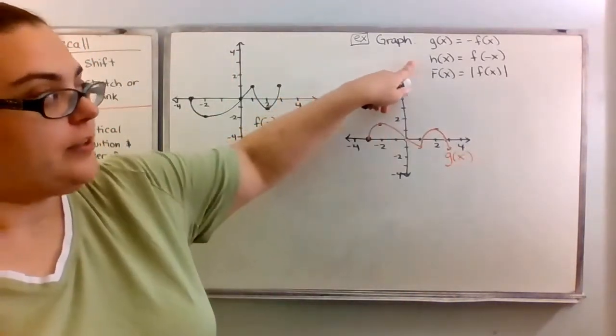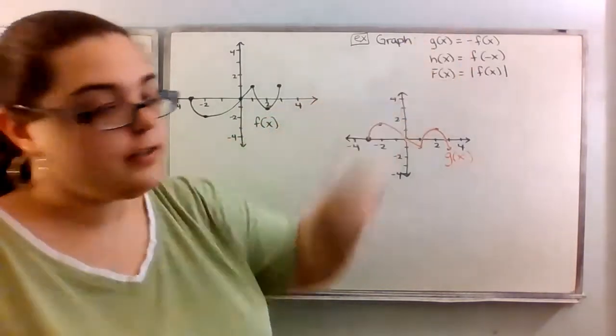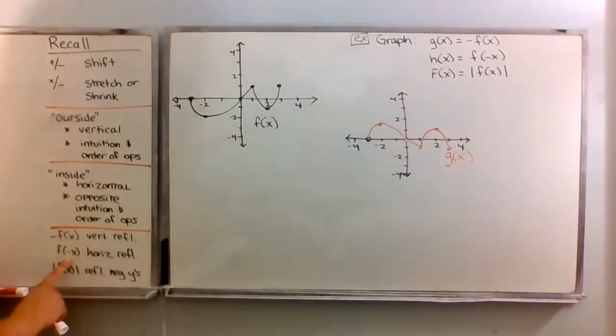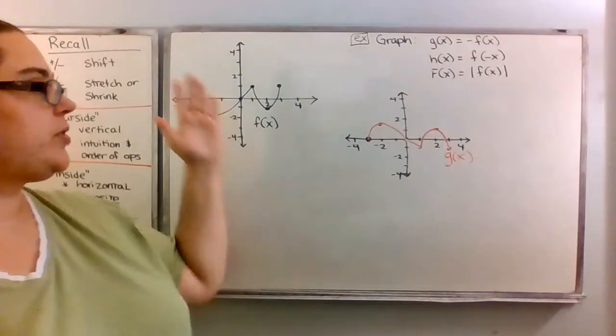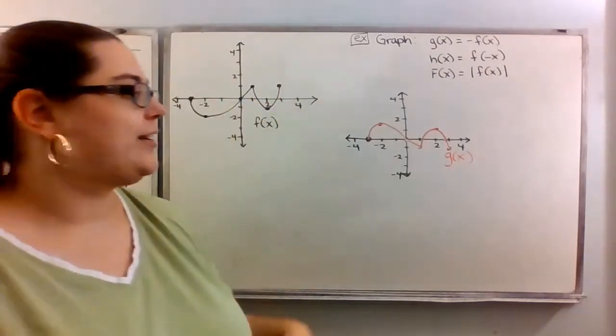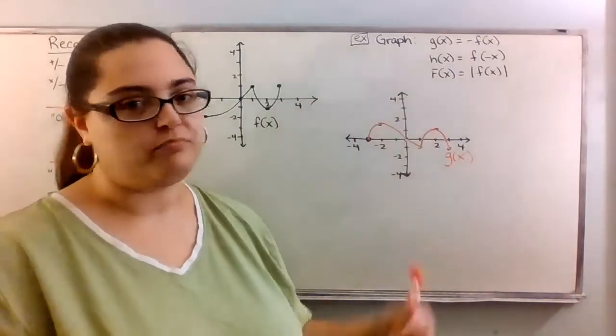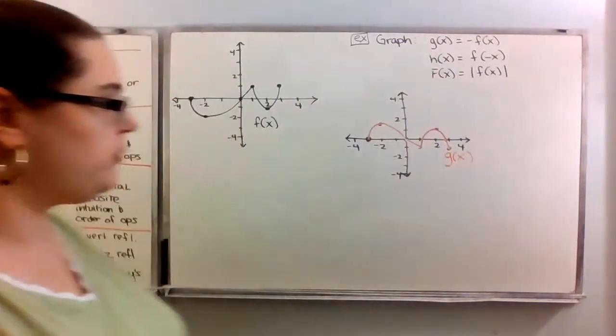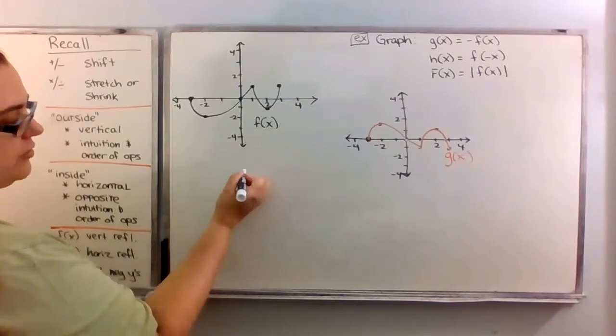Now for h of x, we have f of negative x. When the negative's on the inside, that's an inside transformation, so it's a horizontal change. So it's a horizontal reflection. In other words, we're going to be reflecting over the y-axis. Just so we can compare all three of these graphs, I'm going to try and make some room for all of them here. So let's graph h of x over here.